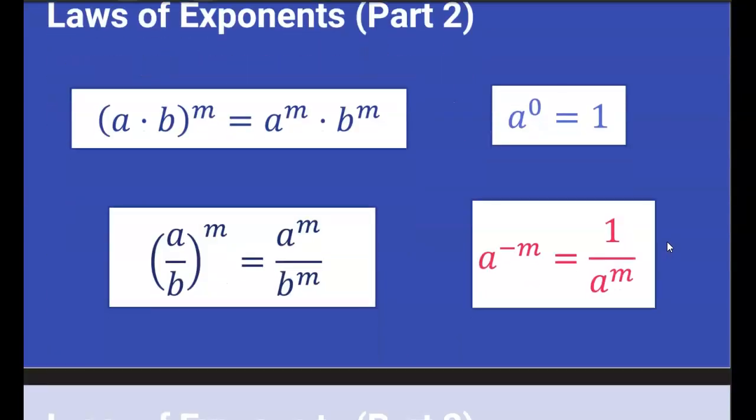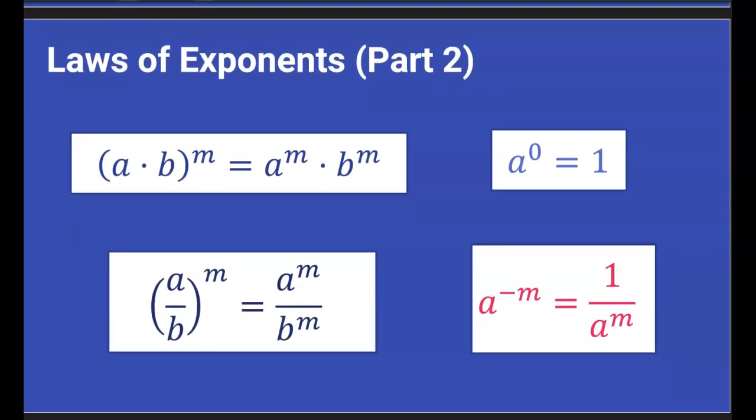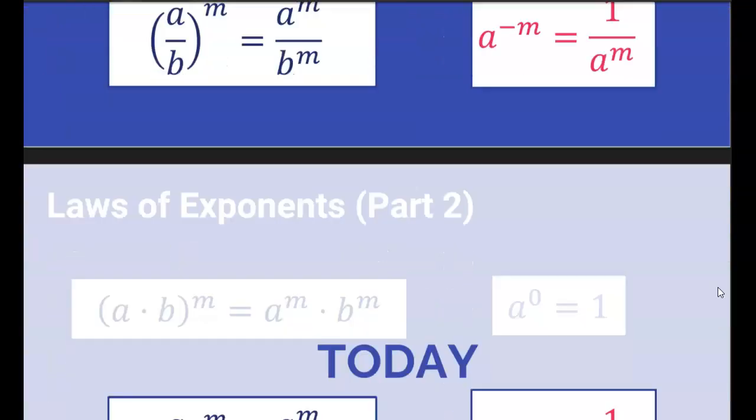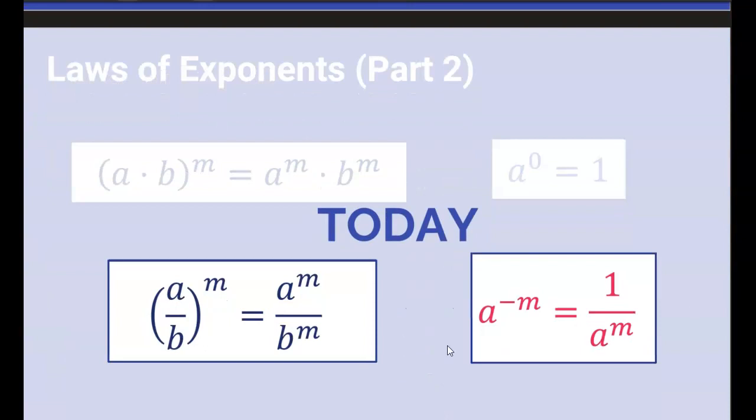So here are all 4 that we came up with today. This is a good slide to take a picture of for your notes. 4 more laws of exponents that we just looked at today. Distribution over parentheses in 2 cases. A to the 0 and then a to the negative exponent. Today we're going to be focusing on these 2 in particular and see what negative exponents kind of look like and do.